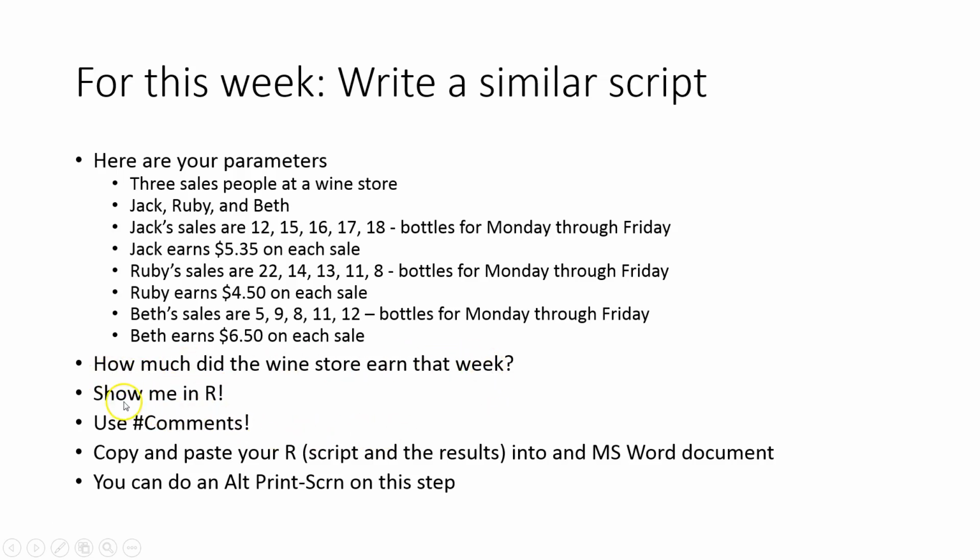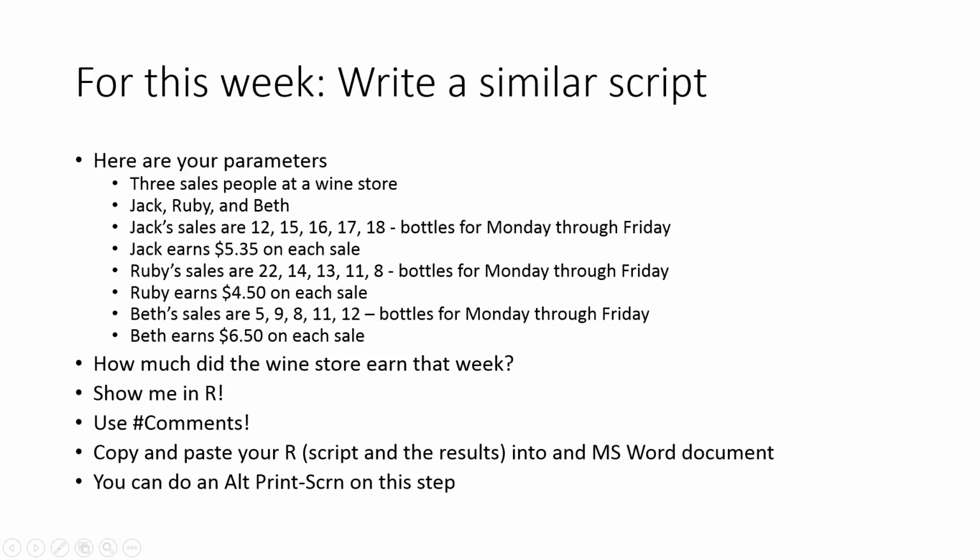I want you to show me in R, similar to the script I just showed you. I want you to use comments to tell me what your actual commands are doing. Then you can either copy and paste your R script into an MS Word document and also show me your results so that I can see that the commands actually work. Or you can run everything like I just did in RStudio, do an alt print screen, and then dump the results into a Word document and turn it in like you have been doing. So this is just the first part of the assignment.